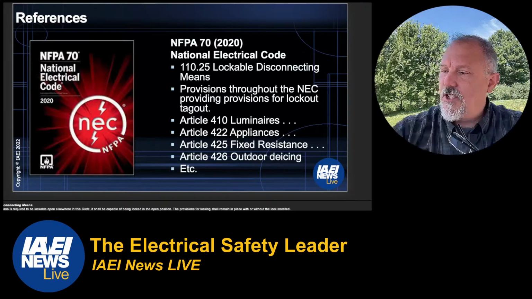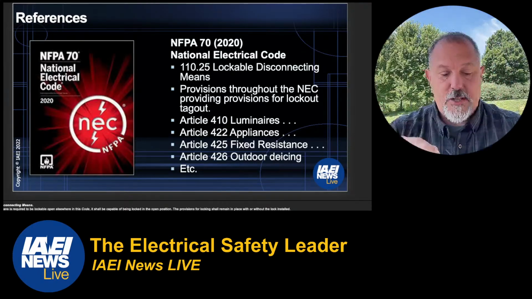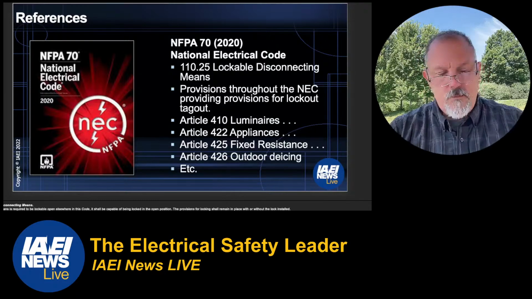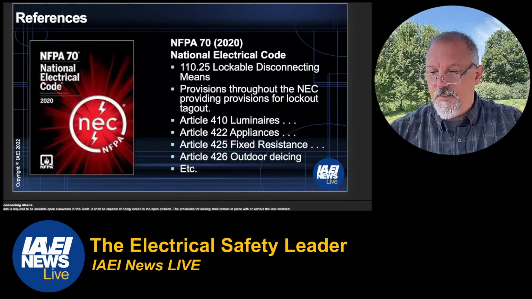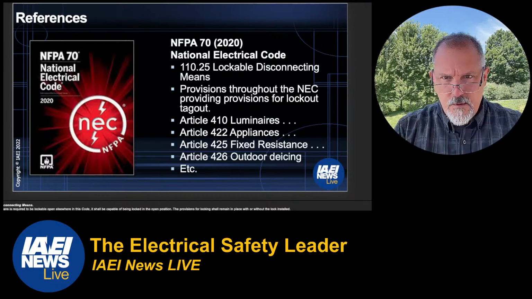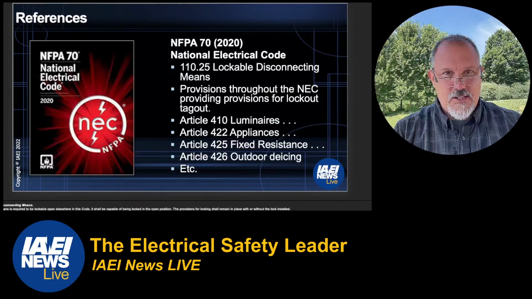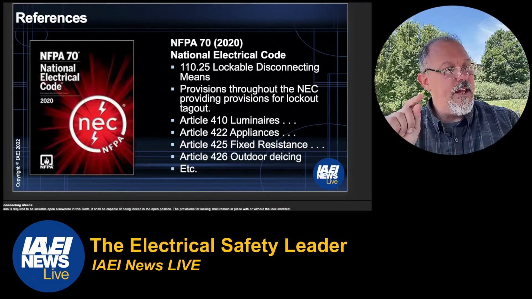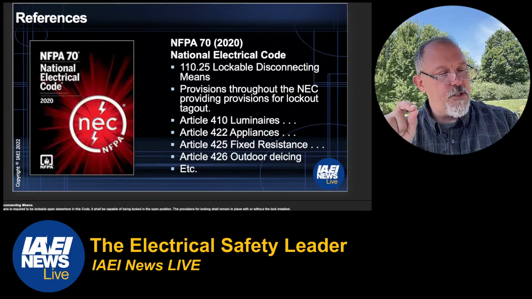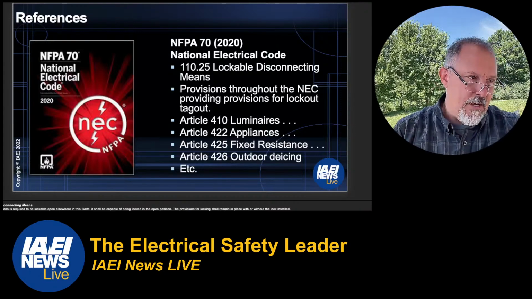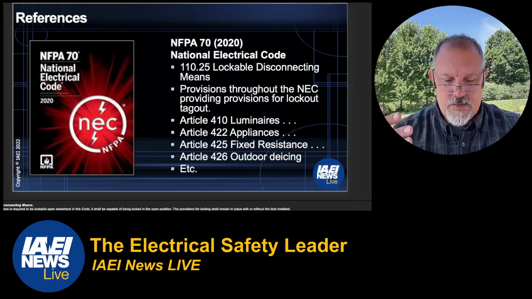Here's another one, and we mentioned it already, the National Electrical Code, and here's why I mention it. 110.25 talks about lockable disconnecting means. Let's take a look at 110.25. All right, there it is. It's a small section. It says, if a disconnecting means is required to be lockable open elsewhere in this Code, it shall be capable of being locked in the open position. The provisions for locking shall remain in place with or without the lock installed. And we're going to show you examples of that moving forward. That's an important aspect that we're going to want to make sure that we understand.